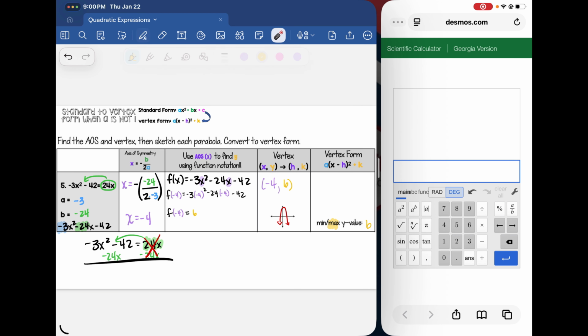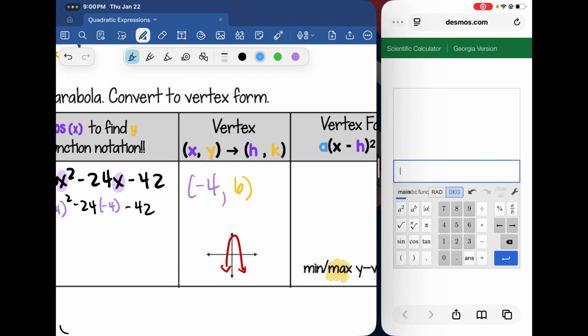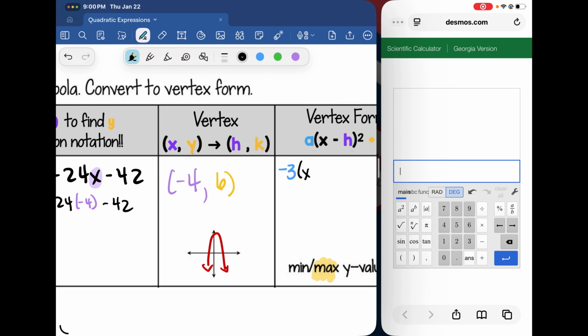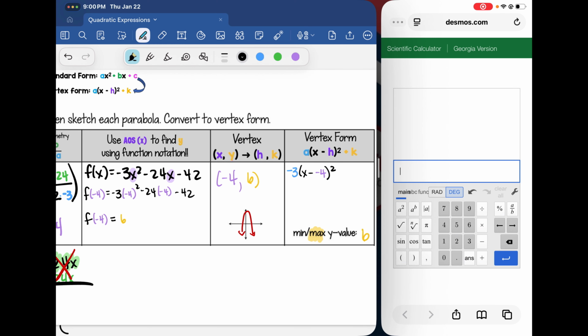All right, now vertex form. To write this in vertex form, I need a, I need h, and I need k. What is your a value? A negative 3, times x minus h. What is your h value? Negative 4, squared, plus your k value. What is your k value? A positive 6.